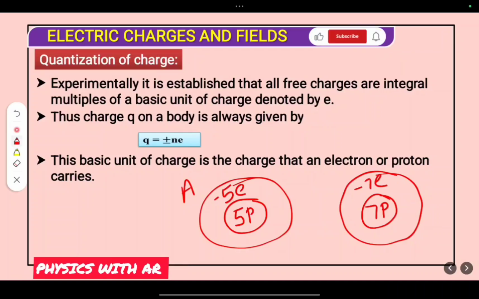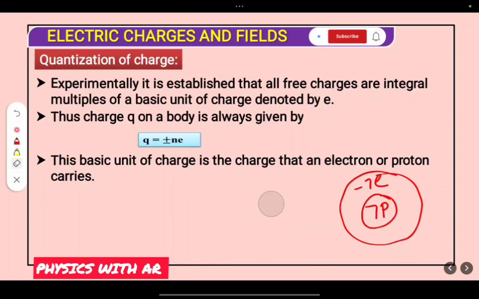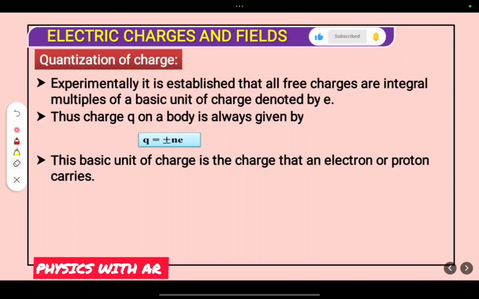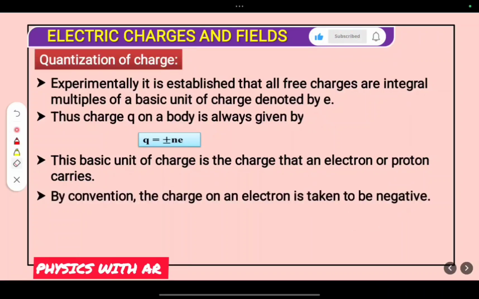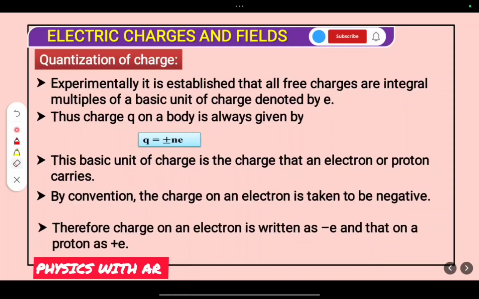Whenever charge moves from one body to another body, it moves in terms of integral format. That means the total number of protons and electrons are taken only in integral format. For that, the basic unit of charge is that which an electron or proton carries. The charge on an electron is negative and the charge on a proton is positive. So for an electron we denote it by minus E, and for a proton by plus E. Because of that, the equation is Q equals plus or minus N E.